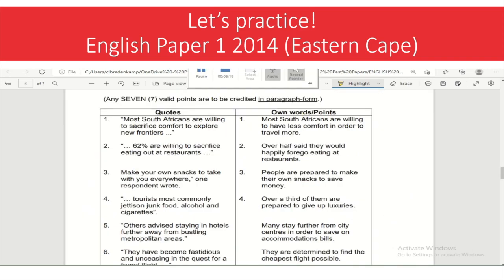Okay, let's have a look at the memo. Most South Africans are willing to sacrifice comfort to explore new frontiers. A nice way to put it in your own words: most South Africans are willing to have less comfort in order to travel more. All right, then let's look at the next point we can find.